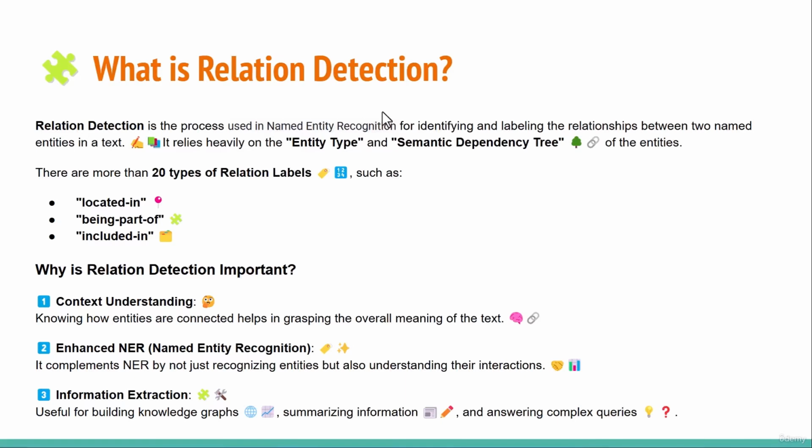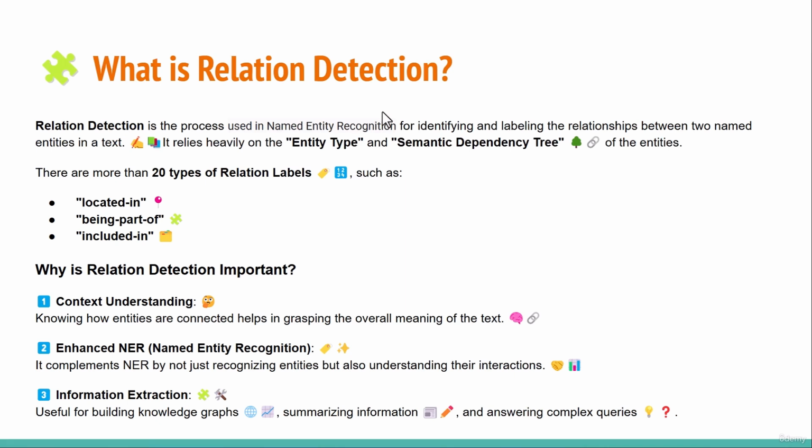Hello, in this video, we will learn about relation detection. Relation detection is basically a process within named entity recognition, NER. Its purpose is to identify and label the relationship between entities.